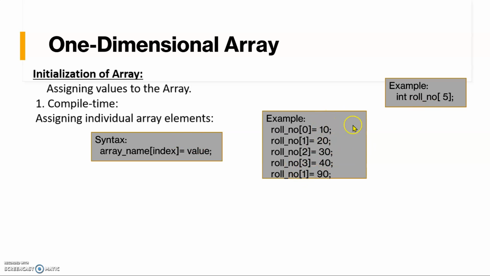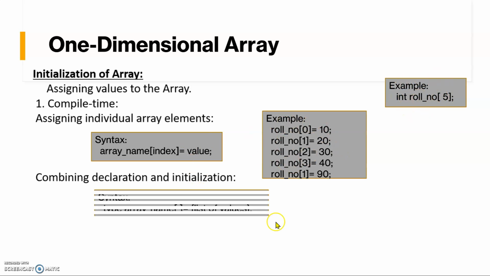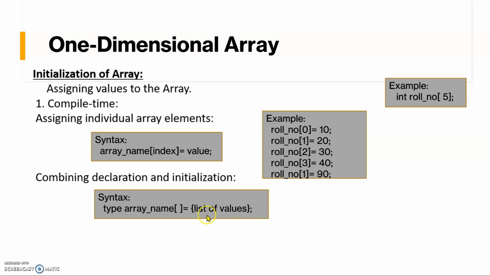Now here we have 5 statements. What is the problem with this approach? Suppose you give 100 as the size, then we need to write 100 statements if you are using this approach of assigning individual array elements. To avoid this, we have the other way also, where the declaration part and this initialization part can be combined and all the values can be specified in a single line instead of writing that many lines.